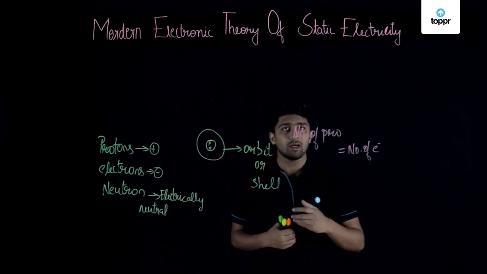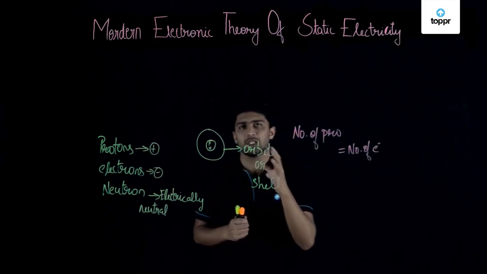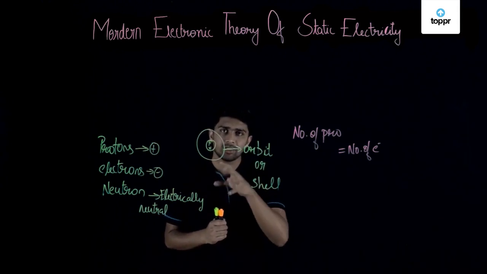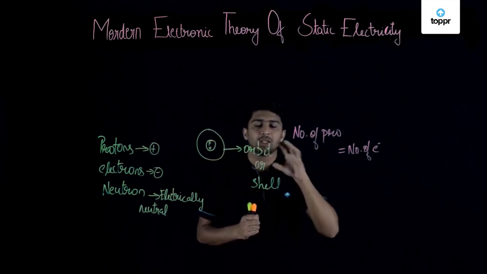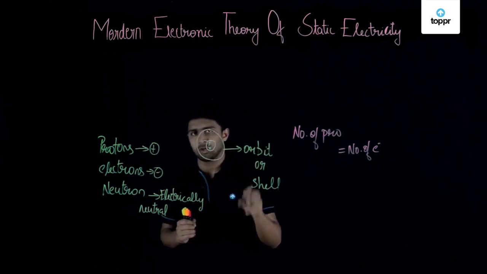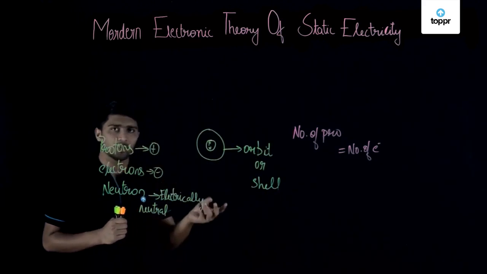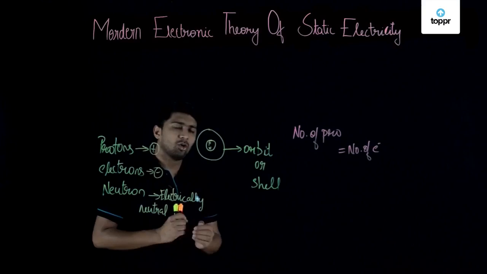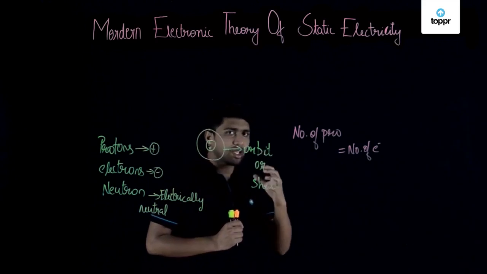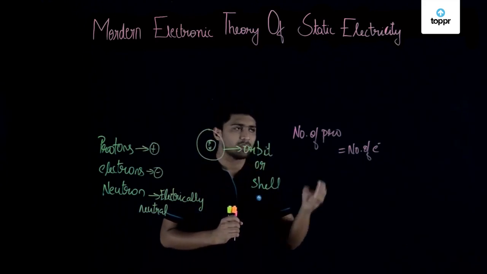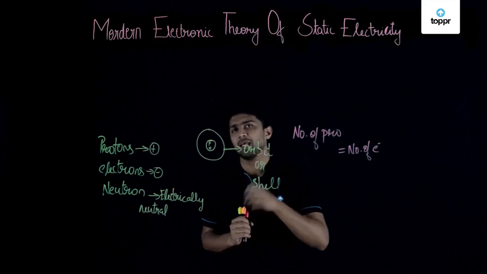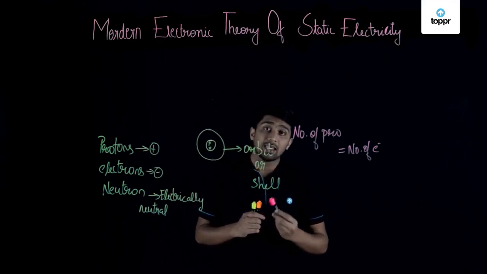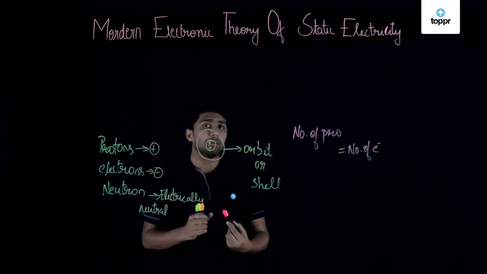But what are we learning about? We are learning about static electricity. When we transfer charges from one body to another, either the number of protons will increase or the number of electrons will increase, right? So if one body is donating electrons, the other will be accepting them. If an atom accepts electrons, then what will happen?